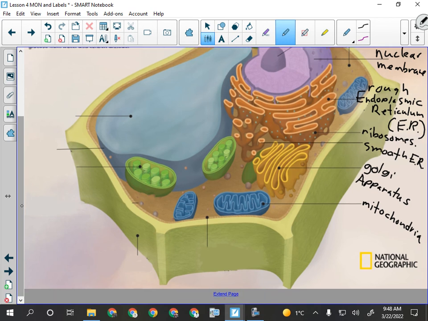All right. The layer that's inside of the green layer is the cell membrane. So a plant cell has a cell wall, but it has a cell membrane as well. Now, the cell membrane controls what gets in and out of the cell.